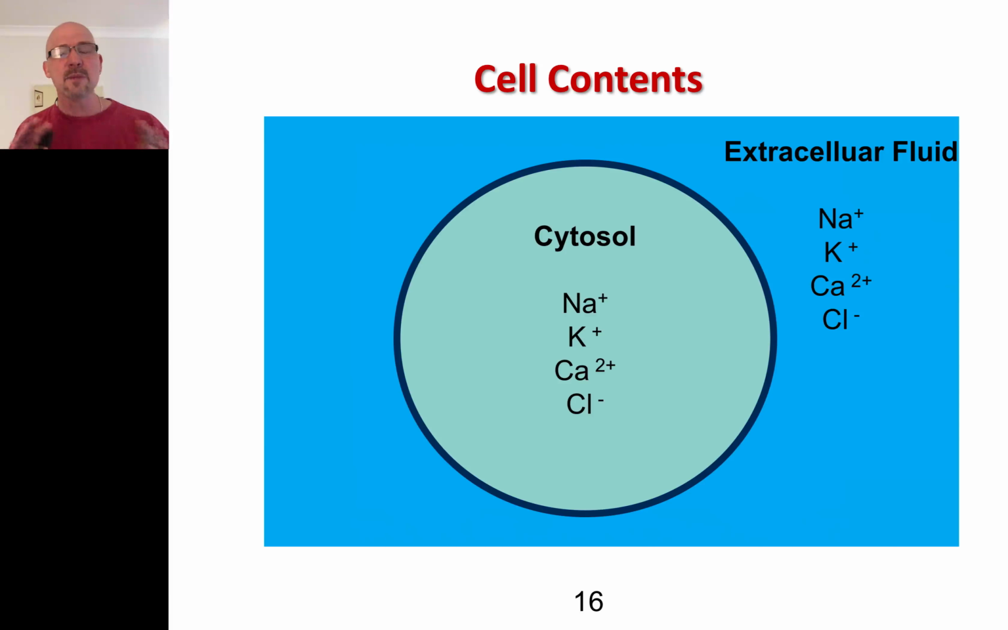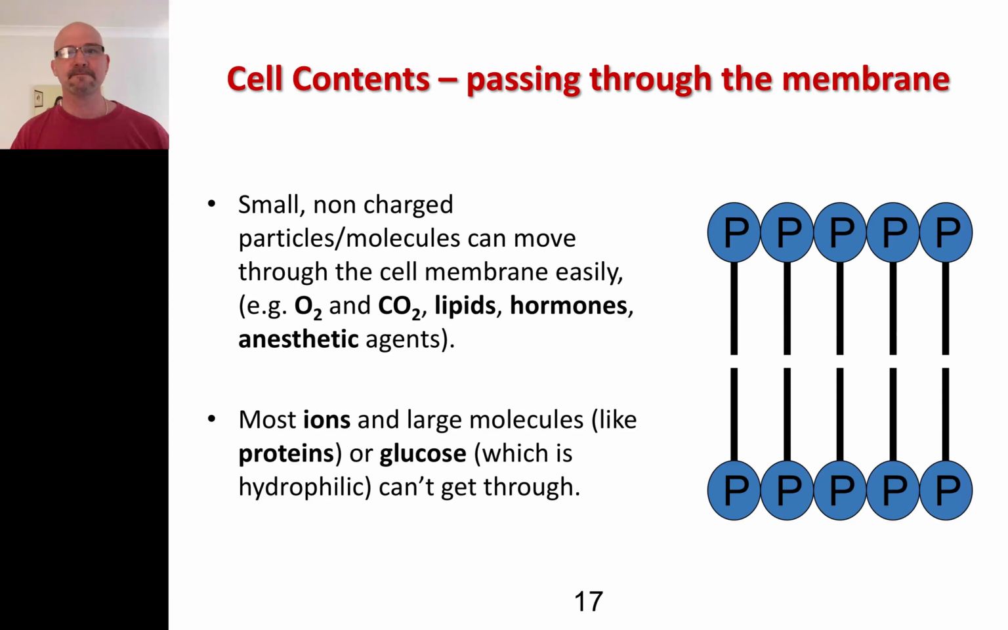Not entirely the same concentrations, but the same basic elements, the same basic ions and anions. But here's the problem. Once you create a liposome and it turns into a cell and you've got this phospholipid bilayer, it's difficult for some things to get through. Very small elements, especially non-charged elements, elements that aren't anions or cations, can get through fairly easily. So oxygen goes right through the phospholipid bilayer, no problem.